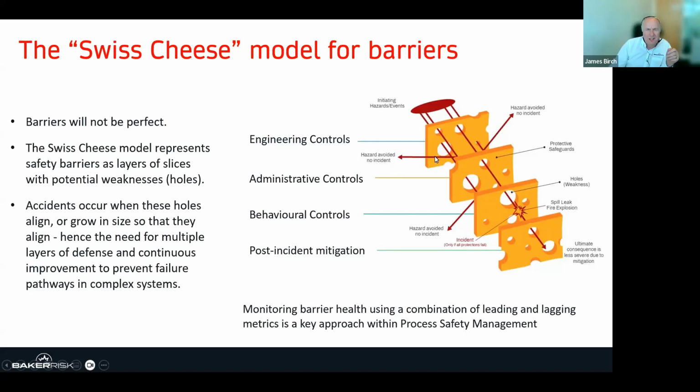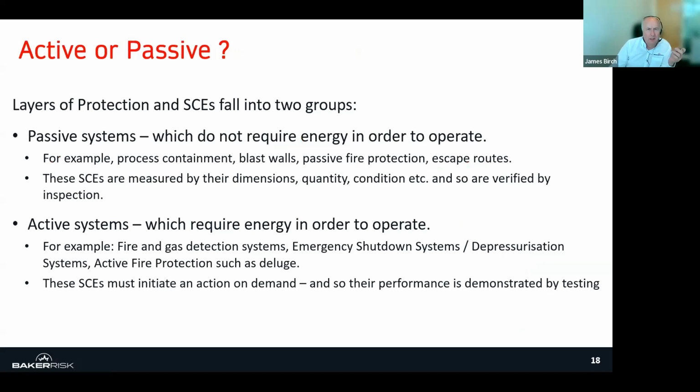So we tend to have two classifications, simplistically, for barriers. And that is active and passive. And just to explain, a passive system is one that doesn't need any energy, doesn't need any power to operate. And this would be something like a blast wall or a containment dike or a bund. We put it in place, and as long as it doesn't deteriorate, it will function. It doesn't need electricity, it doesn't need compressed air, it will function.